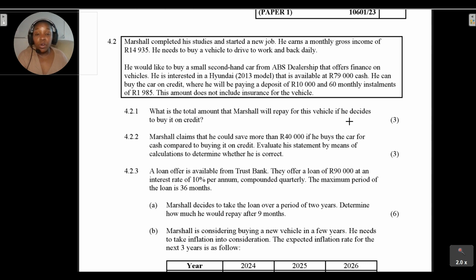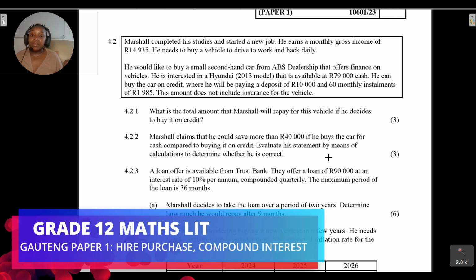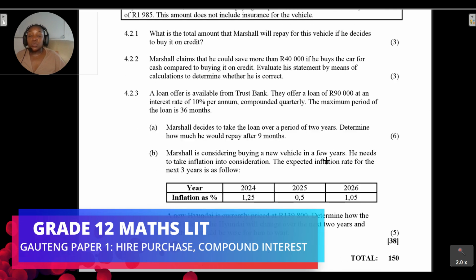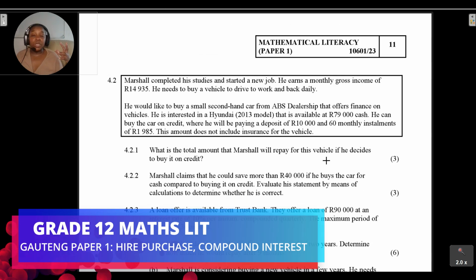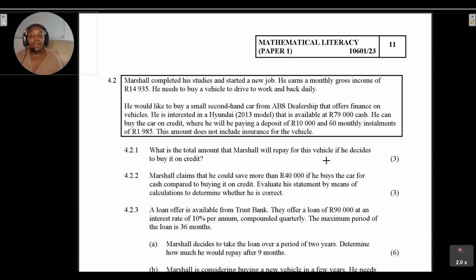So on today's video tutorial, guys, we're going to be tackling question 4.2. Question 4.2 deals with hire purchase agreements, compound interest, and also inflation. All right, we are still going through the grade 12 mathematical literacy paper 1 that was written by the grade 12 learners for the preliminary examination. This was written by the Gauteng province learners.